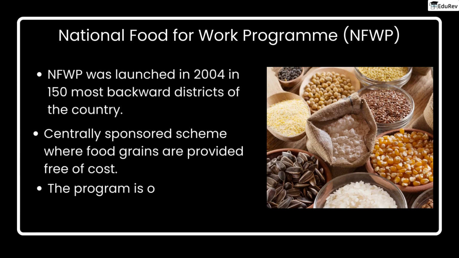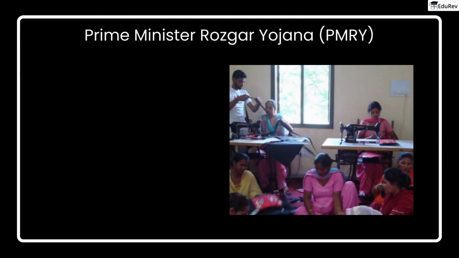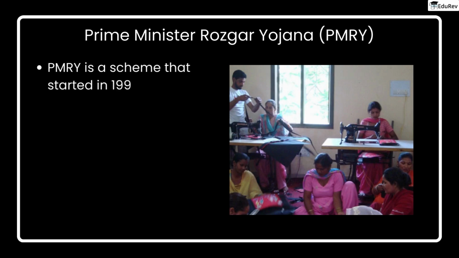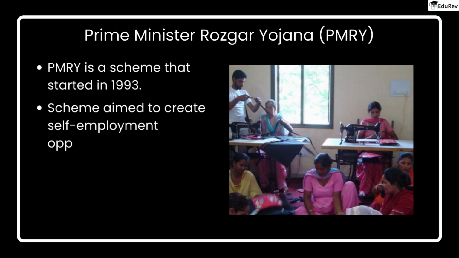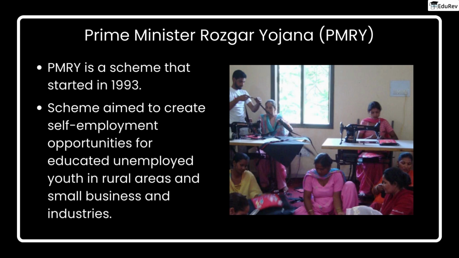The program is open to all rural poor who are in need of wage employment and desire to do manual unskilled work. Next, Prime Minister Rozgar Yojana, PMRY. PMRY is a scheme that started in 1993. The scheme aimed to create self-employment opportunities for educated and unemployed youth in rural areas and small business and industries. Under the scheme, they are helped in setting up small businesses and industries.